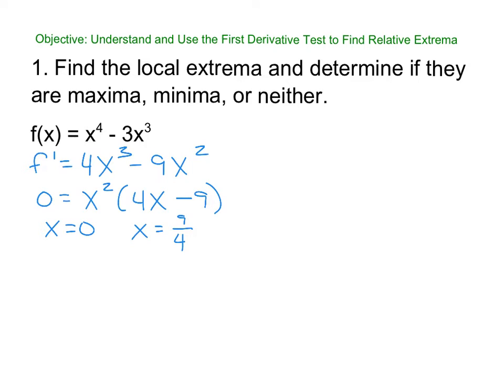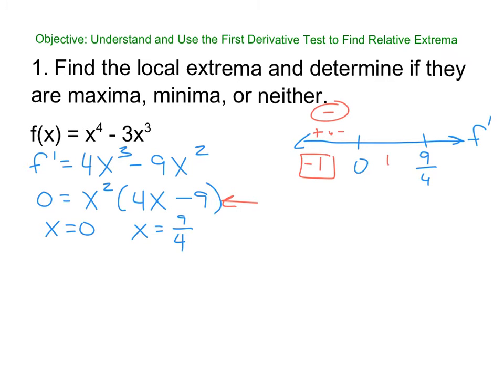So now, just like with the increasing, decreasing, I'm going to plug in on a number line. This is f prime. This is 9/4, and this is 0. So I'm going to plug in some numbers and see what I get, a positive or negative. If I plug in -1 into the derivative, remember we're plugging into the derivative, 1 squared is a positive 1 times a negative, so that's a negative. If I plug in 1, I get a positive times a negative again. So what does that tell us about 0? 0 is a neither.